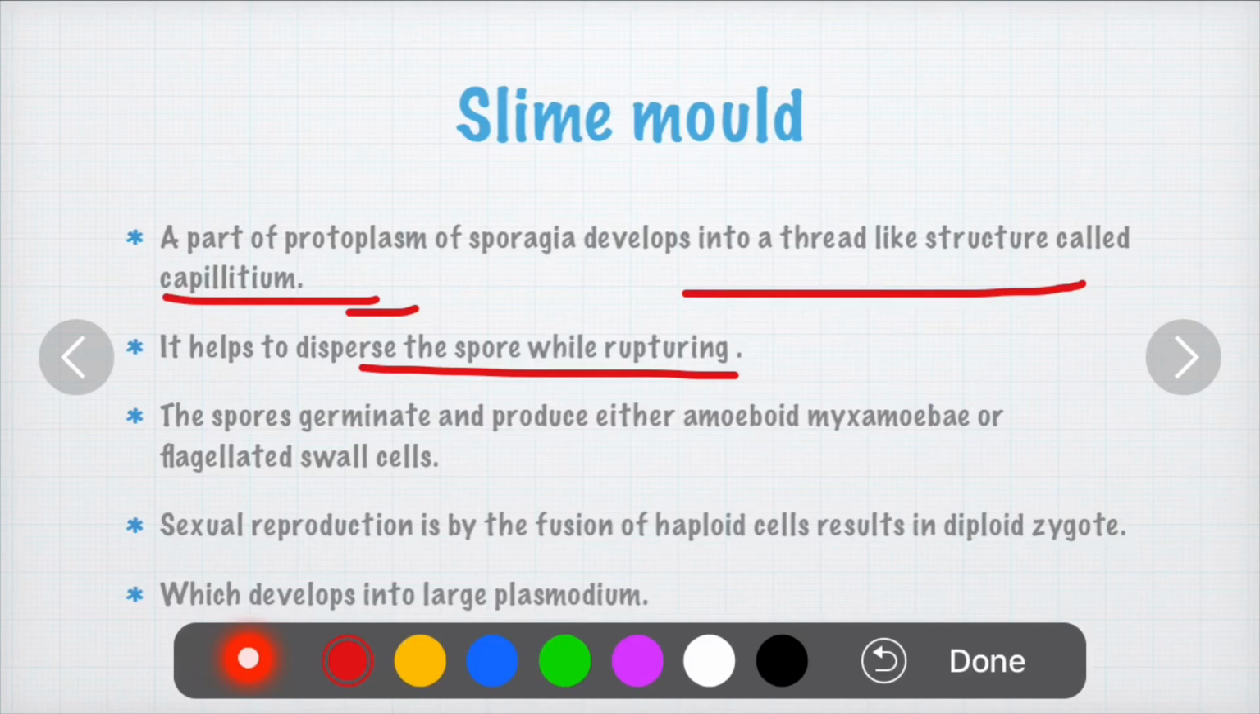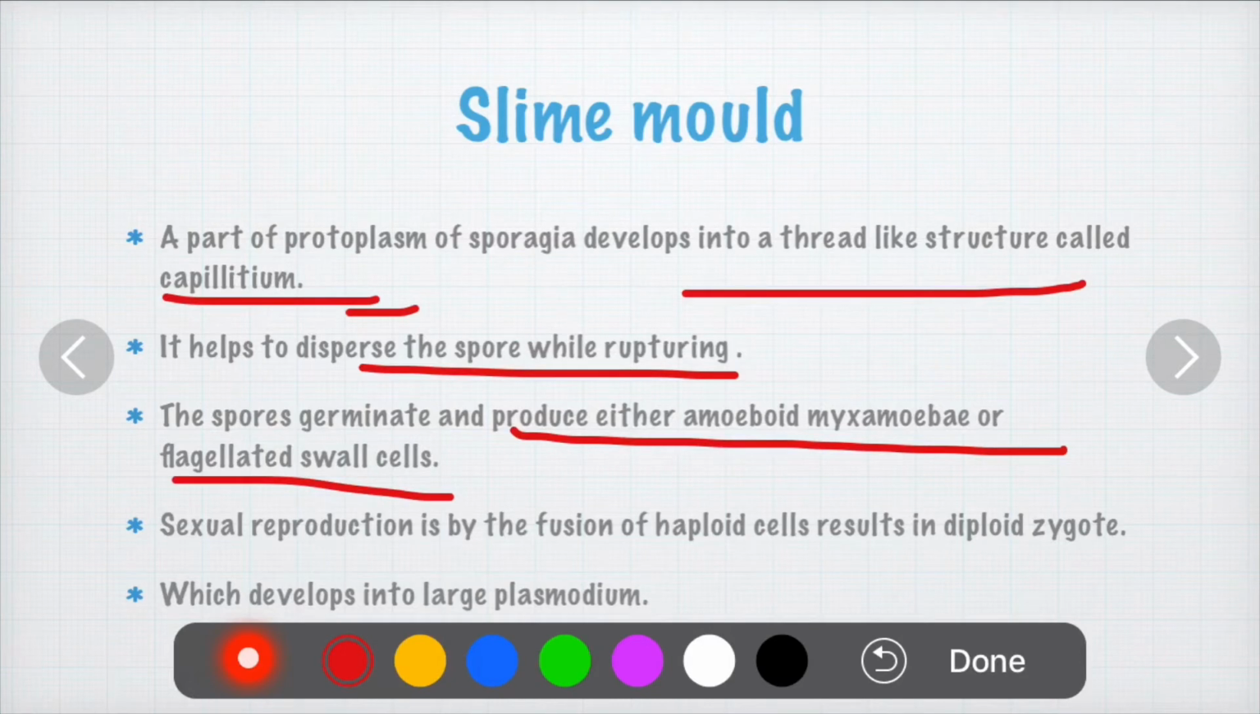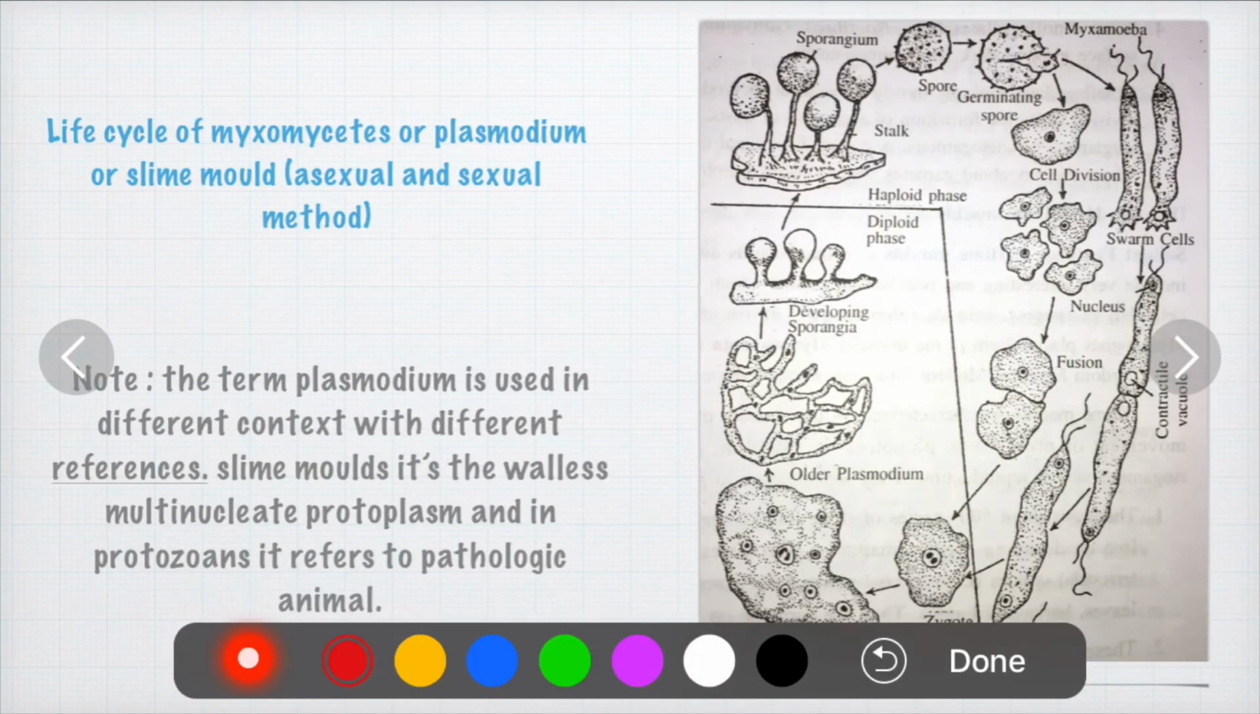The spores germinate and produce either amoeboid myxamoebae or small flagellated cells. This is all about the asexual reproduction. Sexual reproduction is by the fusion of haploid cells resulting in a diploid cell, which develops into a new large plasmodium. This picture shows the life cycle of the plasmodium, with both asexual and sexual methods.